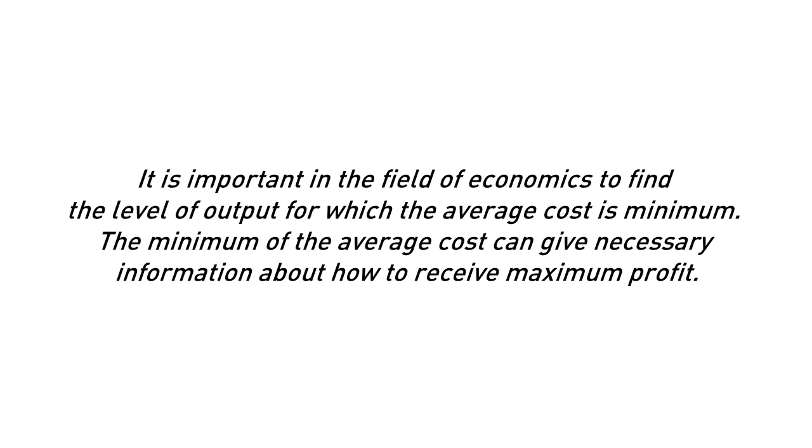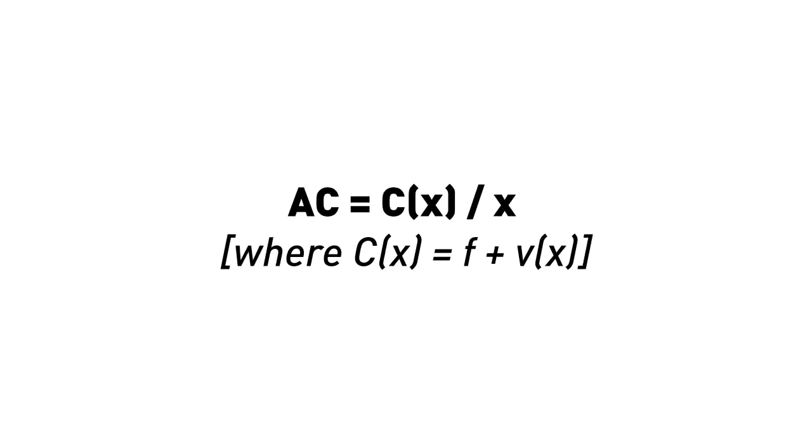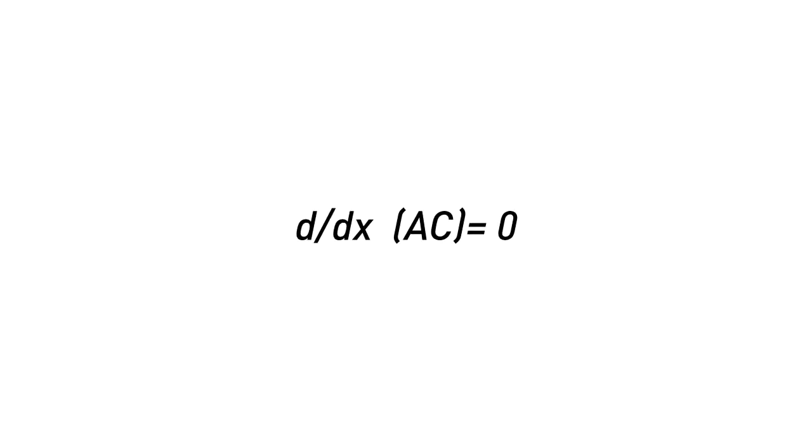It is important in the field of economics to find the level of output for which the average cost is minimum. The minimum of the average cost can give necessary information about how to receive maximum profit. This can be calculated by solving for the derivative of the average cost. As a review, the formula for the average cost is AC equals C of x over x, where C of x equals F plus V of x. Therefore, the derivative of AC is 0.